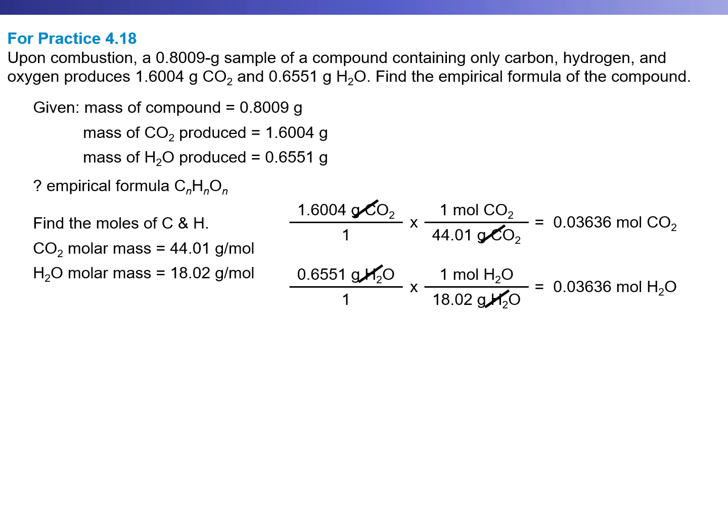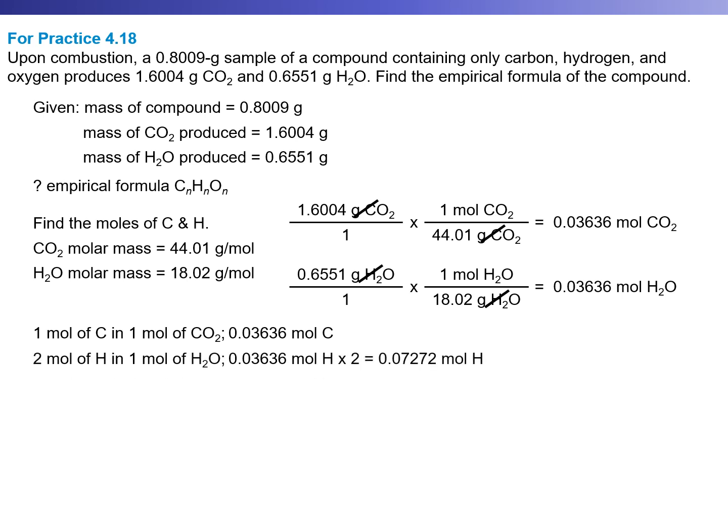All right, so what we know, just looking at carbon dioxide, is that there is 1 mole of carbon in 1 mole of carbon dioxide. Therefore, we can say that we have 0.03636 moles of carbon. But for water, we know that we have 2 moles of hydrogen in 1 mole of water. So we're going to have to take that 0.03636 moles, multiply it by 2, and that will give us the moles of hydrogen that we need to work with. And that value is going to be 0.07272 moles of hydrogen.